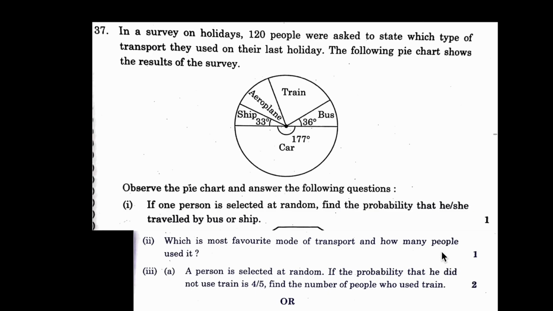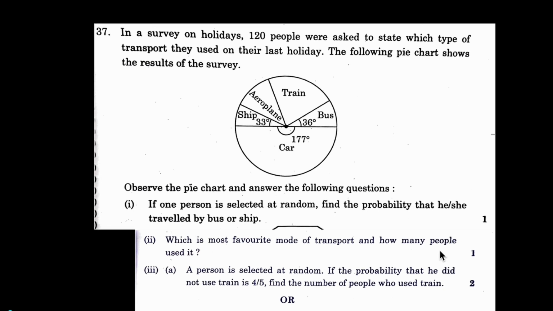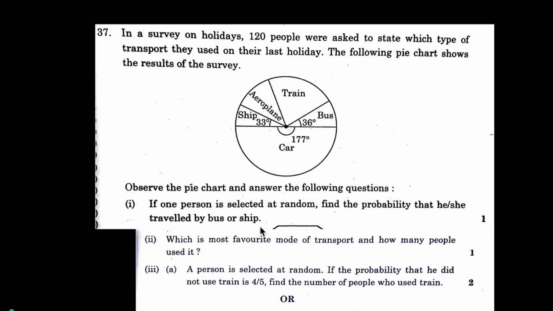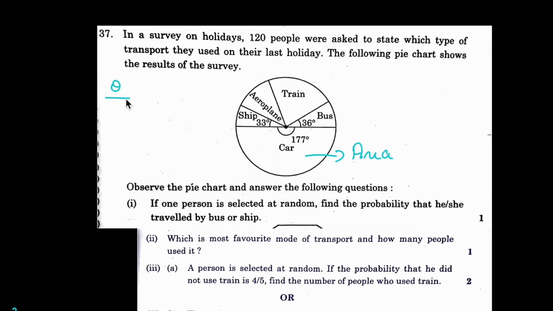Going to the next case-based problem. In a survey on holidays, 120 people were asked to state which type of transport they used in their last holiday. The following pie chart shows the results of the survey. Now, one thing we need to understand about a pie chart is that the area of the sector represents the number of people. So we need to find the area of each sector using the formula theta by 360 into pi r square.